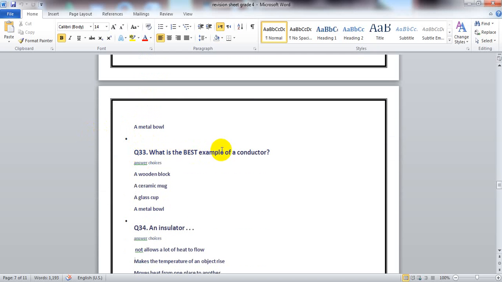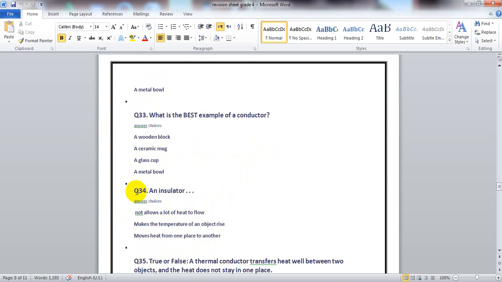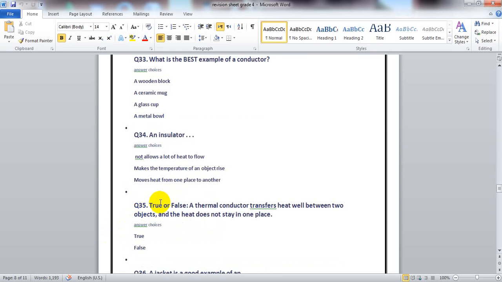33. What is the best example of a conductor? Yes, it's a metal bowl. 34. An insulator is a material that does not allow a lot of heat to flow. Yes. 35. True or false? A thermal conductor transfers heat well between two objects. Yes, it's true, of course.